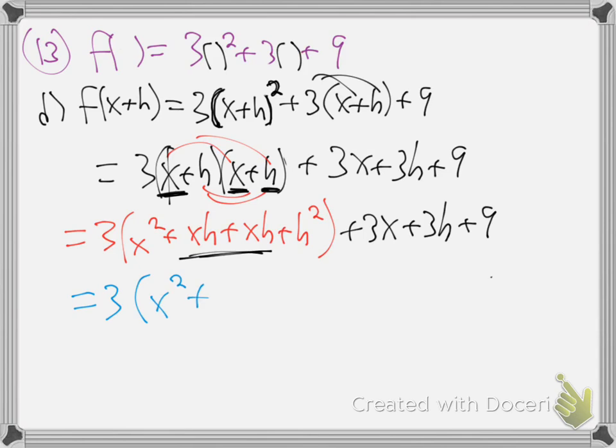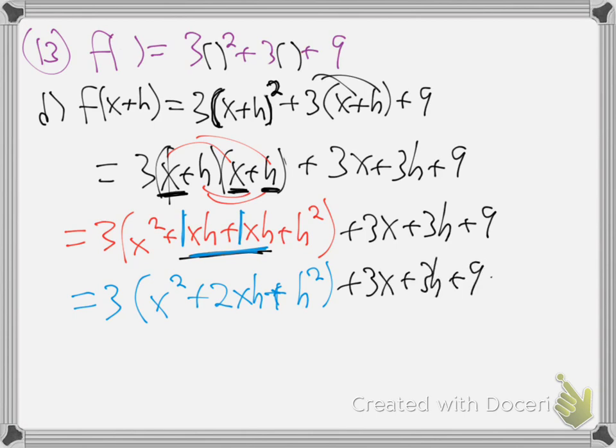So this would be x squared. Now what is xh plus xh, or hx, whichever we have it? Why is it not x squared h squared? When would it be x squared h squared? When they're multiplied. You remember all those little rules? We're adding, so we just add the invisible understood ones. It's 2xh, right on. Good. And then just bring down the other stuff: 3x plus 3h plus 9.